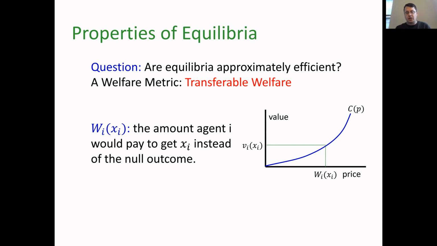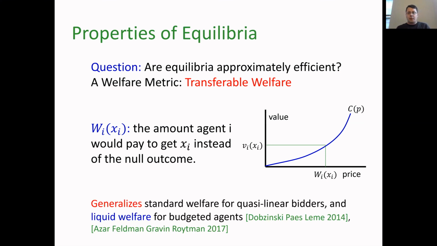And notice we can just read this off of the curve here. It's basically the amount that the agent would be paying so that their disutility from that payment is equal to the value they get from the outcome. Okay, so we'll say that the transferable welfare is the sum of everyone's willingness to pay for the outcomes they get, the allocations they get in our outcome. And we can think of this as the agents' collective willingness to pay to implement the mechanism's outcome. Now I want to notice that this generalizes the notion of standard welfare when bidders are quasi-linear, right? Since the willingness to pay for an outcome in that case is just the value. It also generalizes the notion of liquid welfare that's used when analyzing budgeted agents, which is the minimum of the value and the budget, but applies to these more general curves as well.